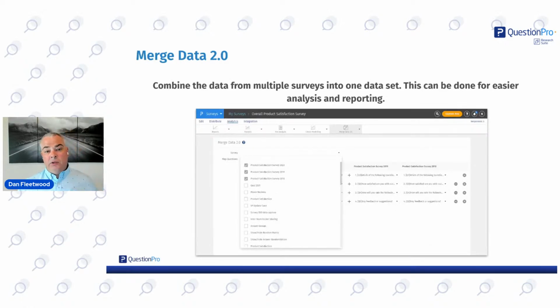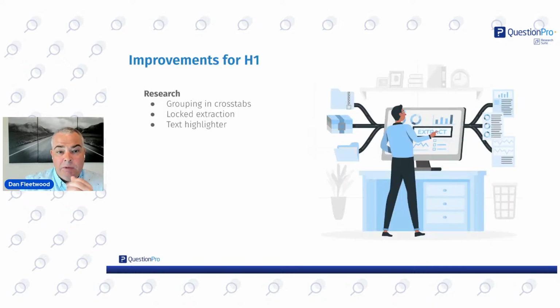Merge Data 2.0. I mentioned this one on a few of the previous slides, but really, you can combine data from multiple surveys into one data set. This is great because it's just point and click: I want to include these questions, and then it merges them into one completely new data set. This helps with ease of use and reporting, and we're excited that we have it in the platform now. And then some different improvements in H1 that I mentioned.